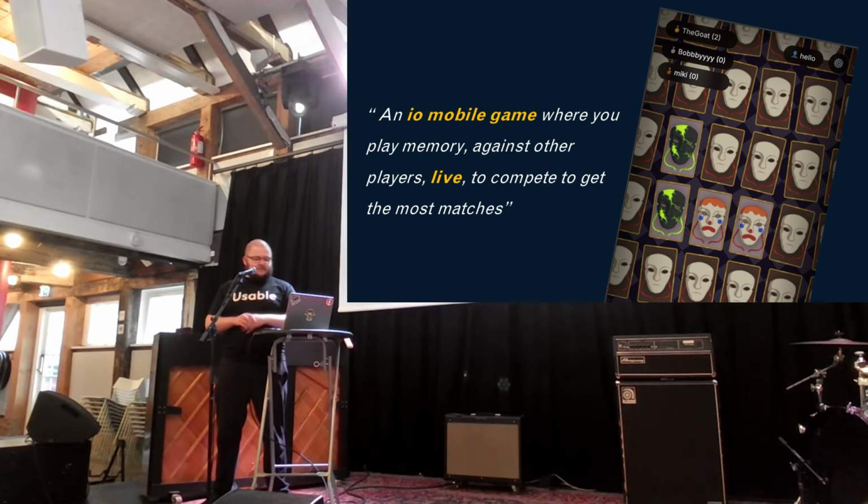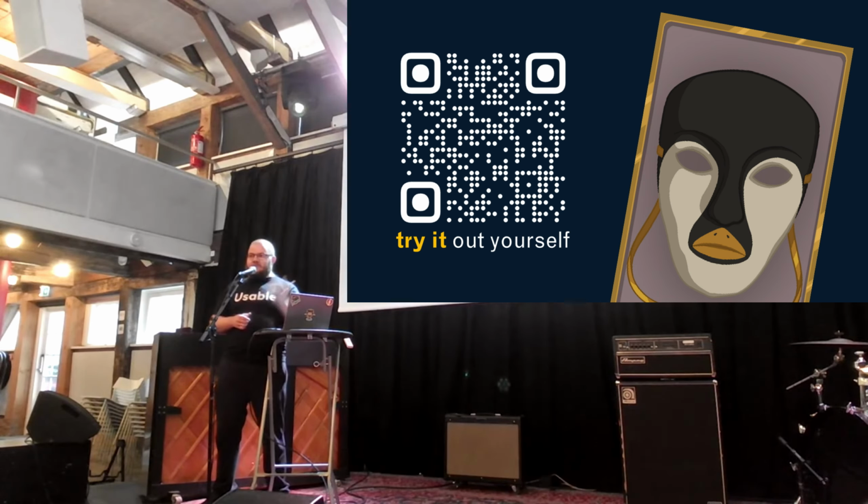It's an IO mobile game, where hundreds of people can play at the same time, live. The game is the classic memory game where you have to flip cards, and you can see what other people are flipping and try to steal from them. If you want to try it, there's a QR code. It's live at the moment, and has been running since January.